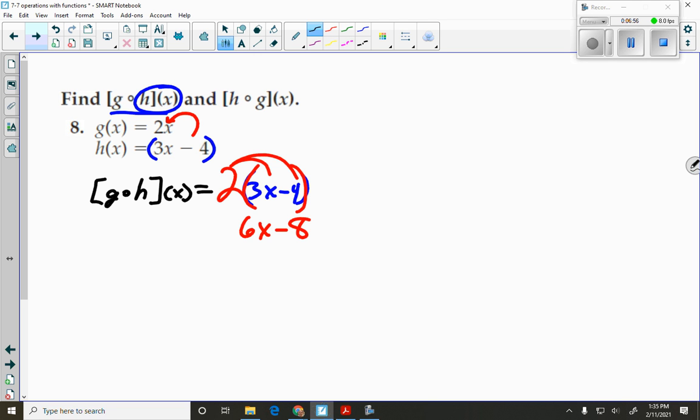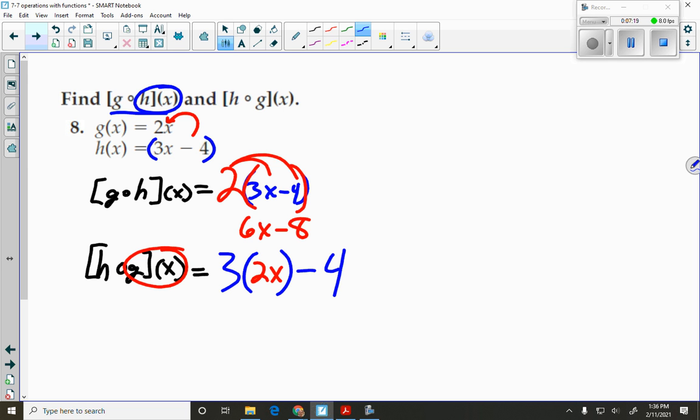Now if I want to flip that, and I want the H of G, what a hog that one is, of x, that one, we're going to put the 2x, which was our g of x, inside the h of x, which was 3x minus 4. And so now, there isn't really anything to distribute. 3 times 2x is 6x minus 4. And so notice that g of h and h of g are two different values. So order is going to matter on this. So pay close attention to that.